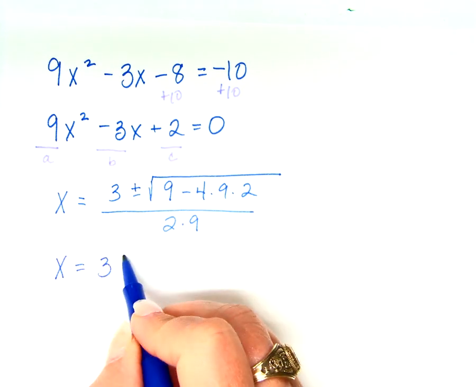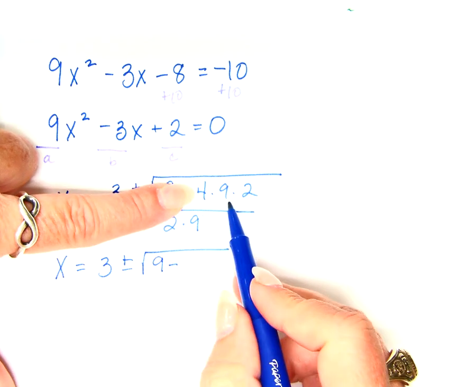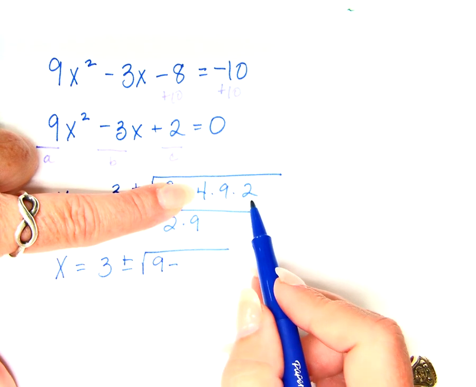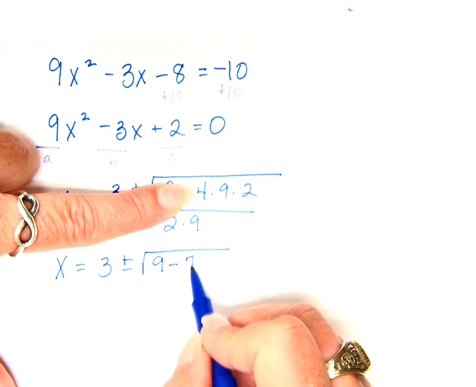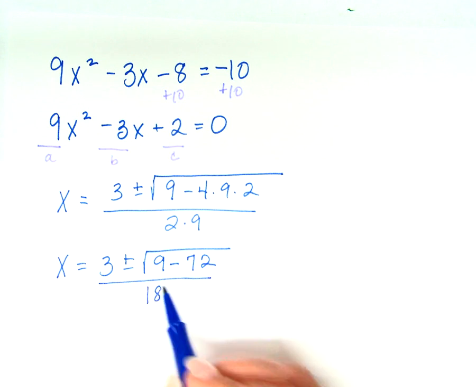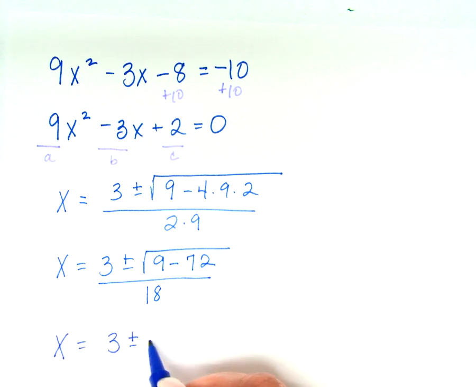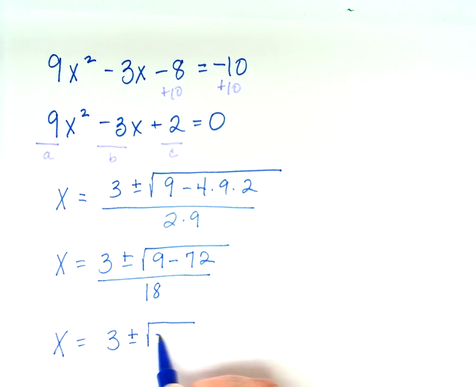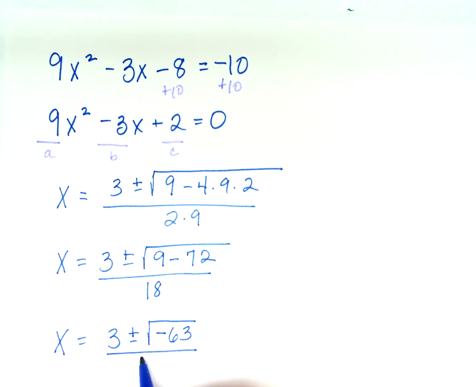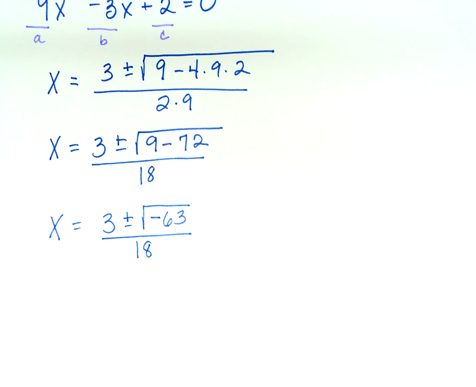x equals 3 plus or minus what? 9 minus, what's 4 times 9? That's 36 times 2 is 72. Over what? 18. What is 9 minus 72? A lot of negatives. 63 of them, in fact, right? Negative 63 over 18. Do you think I'm done? No. Are there situations where at this point I'm done? Yes.